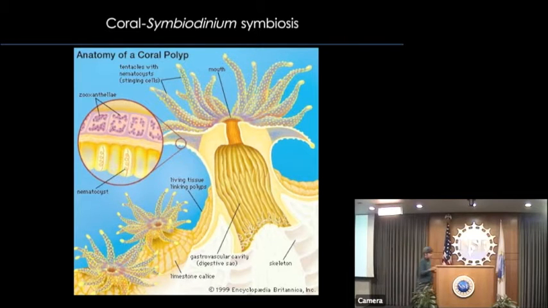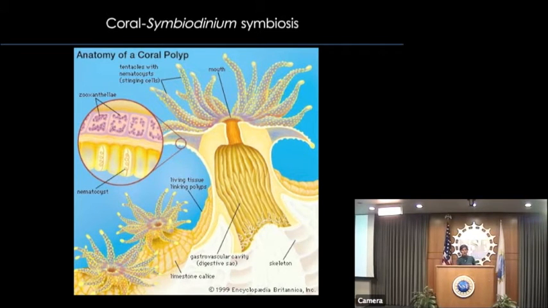a cnidarian. Actually, I should use this mouse here so everybody can see. So what you see here is the animal. It's a colonial organism in general, and you see multiple individuals. These are called polyps, and they are basal metazoans. And in their endodermal tissue, you see here a cross-section, zooming in, where you see the endosymbiont. So these are dinoflagellate algae.